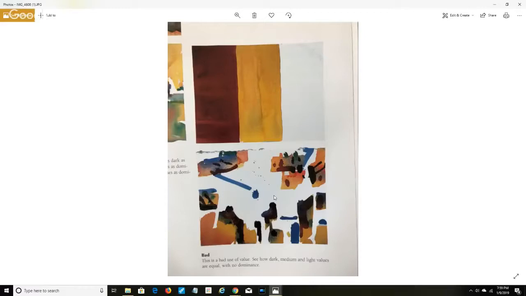So he says, this is a bad use of value. I'm looking at the bottom picture. See how the dark, medium, and light values are equal with no dominance? And they are. Look at the medium value shapes, they are all pretty much the same shapes. And it just keeps repeating over and over again.